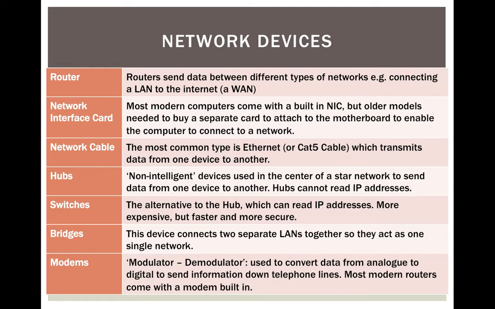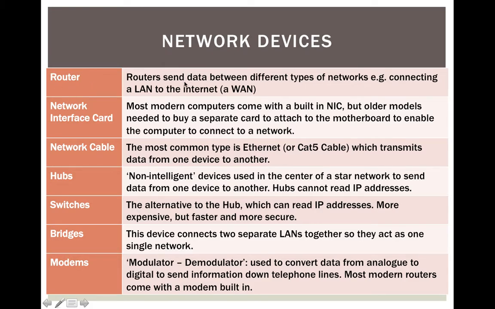Okay, so we'll start with the router. This device most commonly is used to connect a computer to the internet. The general purpose of a router is to send data between different types of networks. So for example, from a LAN to a WAN, okay, which is why it's used to connect individual computers to the internet, because the internet is the biggest example of a WAN we have, okay?